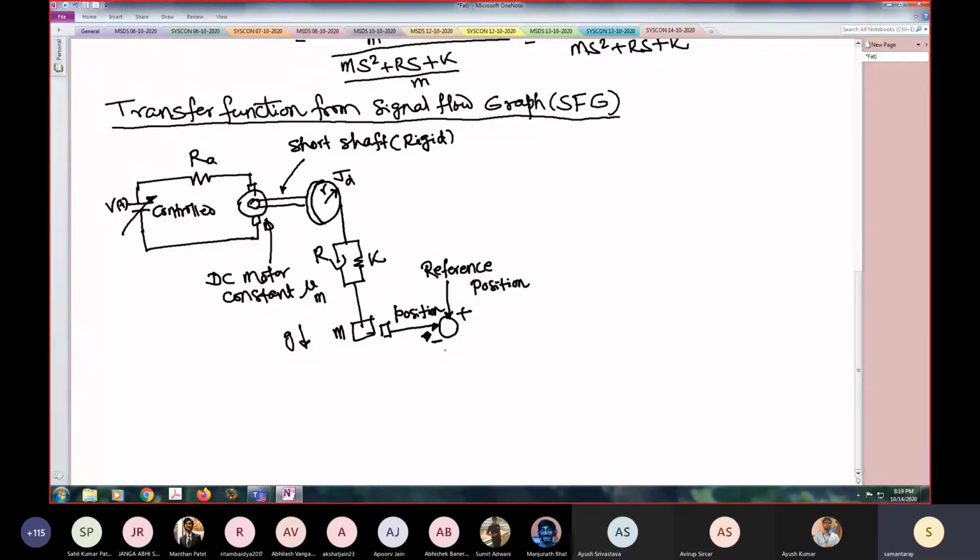That means we have to move this mass to a certain reference position. So we measure the current position and compare it with the reference position. The error then goes to a controller.